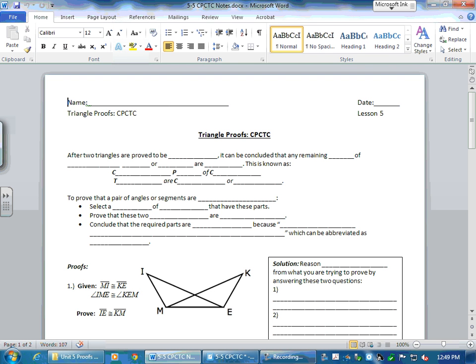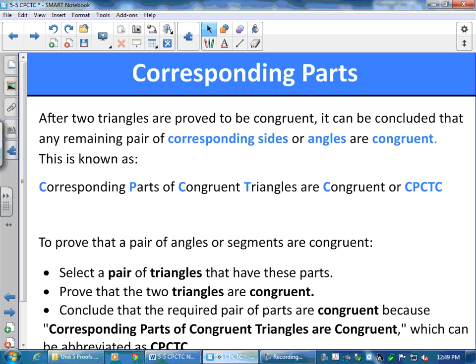Everybody. Today we're going to learn about something called CPCTC. So first, just make sure you're on the right page. It's lesson 5 in your packet. It looks just like this. And let's start by filling out some notes.